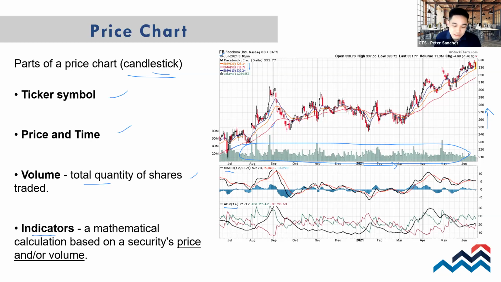For us, sa ating mga beginners, no, sa mga nagsa-start pa lang mag-trading, it's an easier way to get an objective interpretation of price, no? So gamitin natin itong mga indicators. Okay? So far clear naman lahat, no? Okay.